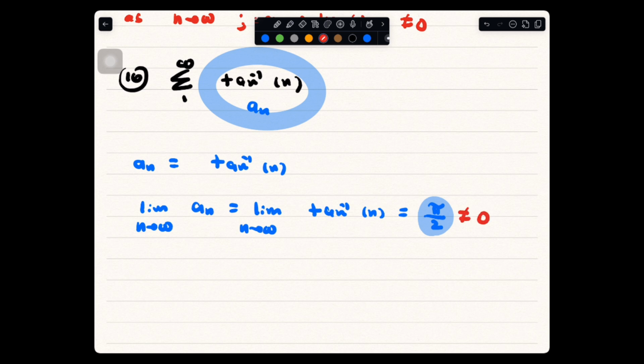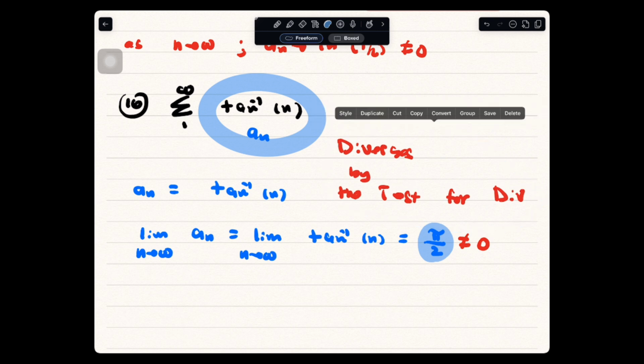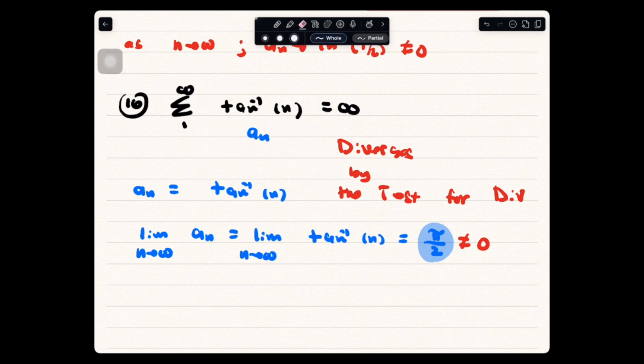That means the series diverges by the test for divergence. And we can write it this way. Just say that that thing equals infinity. Okay, that's the symbolism for divergence.